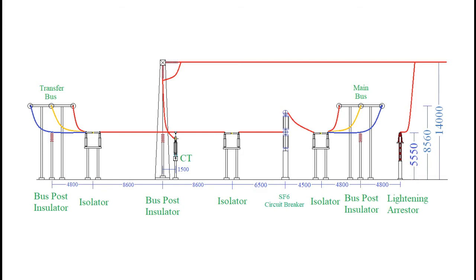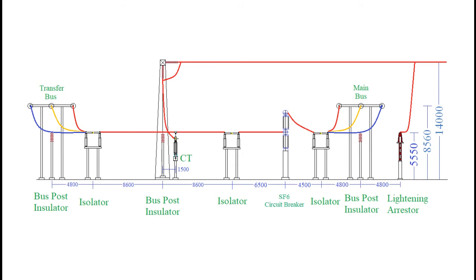Initially, the bus lowers the height using bus post insulators at both ends. If we consider the equipment between main bus and transfer bus, then we see that initially isolators are provided after each of the bus post insulators. Connection to the circuit breaker suggests that power is expected to go from main bus to transfer bus. After the circuit breaker, one more isolator is provided to isolate the circuit breaker from both ends.